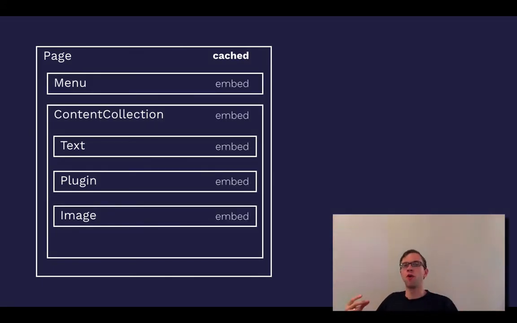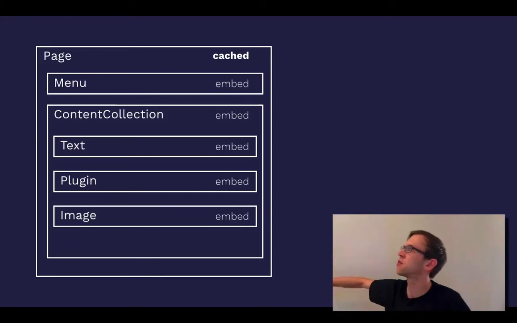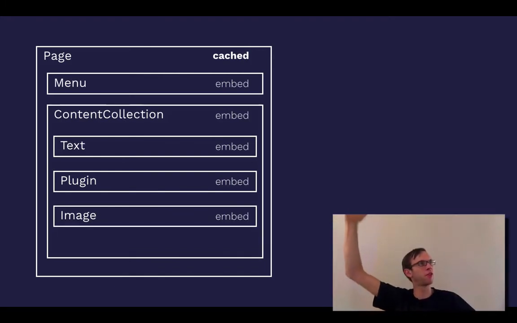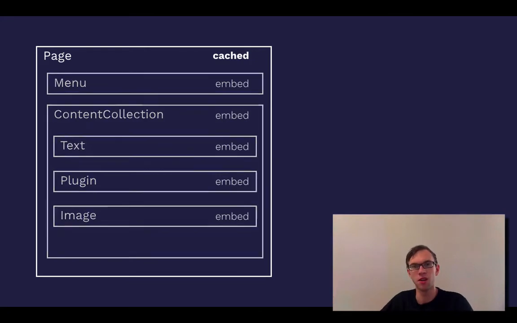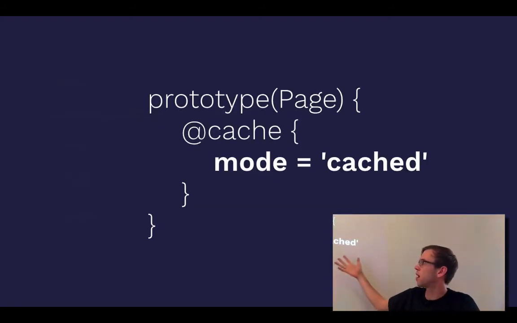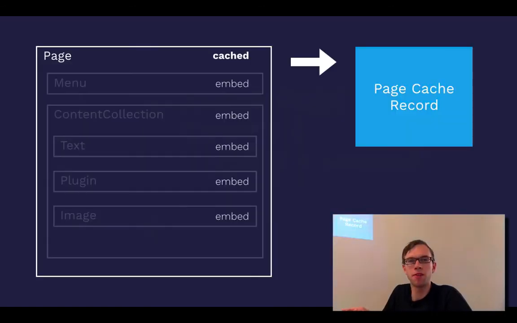There are a few caching modes, and the standard one is cached and embed. That means the page is cached, it creates a new cache element, and the menu and the content and the text and the plugin and the image are just part of this single cache element. Embed basically means put that in the same cache entry as the top one. It's just one rendered big block of content, essentially. And this just creates this single cache record. It's the page cache. This is what this line does. It says add cache on the page and then it specifies mode cache. That's the basic thing.